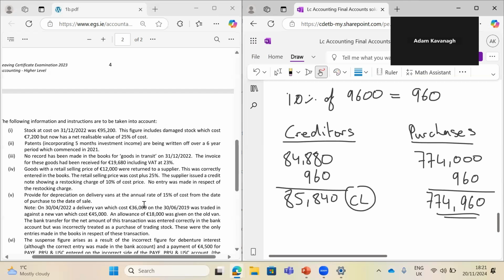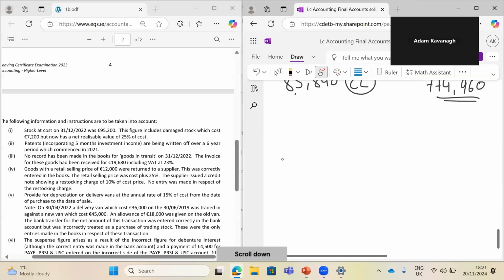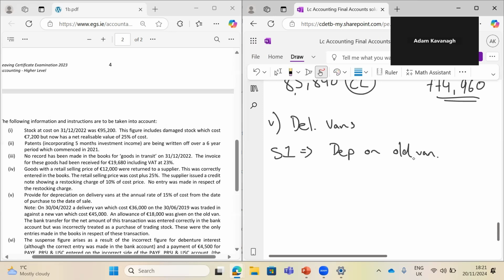The next adjustment is provide for depreciation on delivery vans at the annual rate of 15% of cost from the date of purchase to the date of sale, sorry. So as I said in class, there's 6 steps involved in this, okay? So this is adjustment number 5, delivery vans. Okay, so step 1 is depreciation on the old van. So how long did we have the old van for? Well, it says we bought it on the 30th of June 2019 and sold it on the 30th of April 2022.